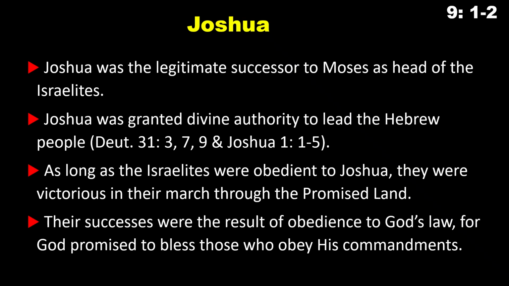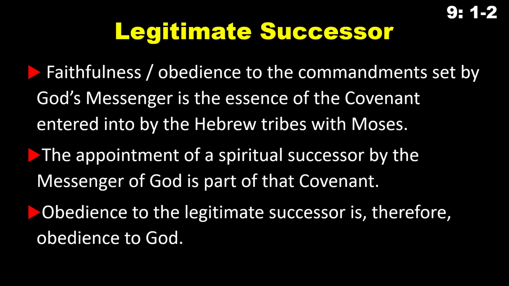We'll start out talking about successorship to God's messenger, and we'll start with Joshua. Joshua was the legitimate successor to Moses as head of the Israelites. Joshua was granted divine authority to lead the Hebrew people. Note the sources as the books of Deuteronomy and Joshua. As long as the Israelites were obedient to Joshua, they were victorious in their march through the Promised Land. Their successes were the result of obedience to God's laws, for God promised to bless those who obey his commandments.